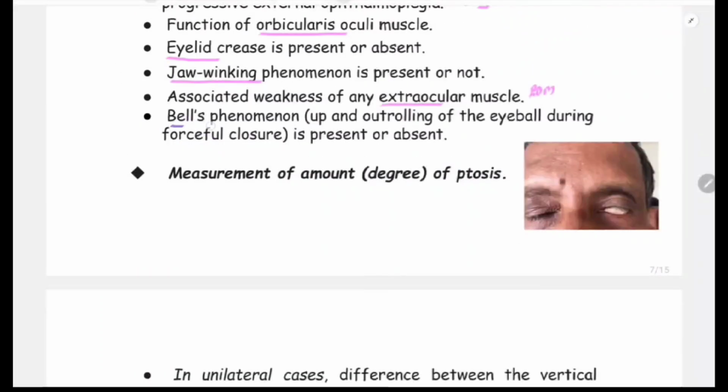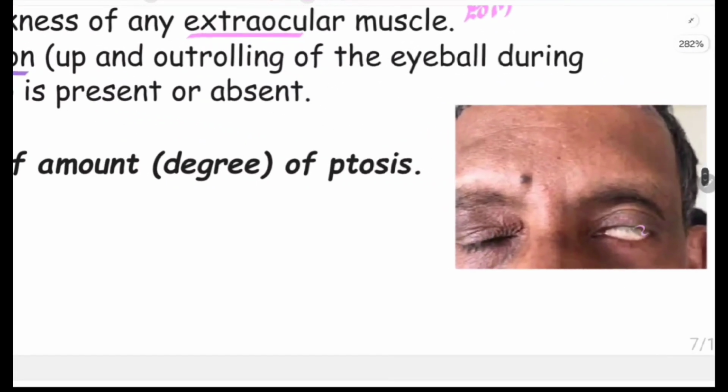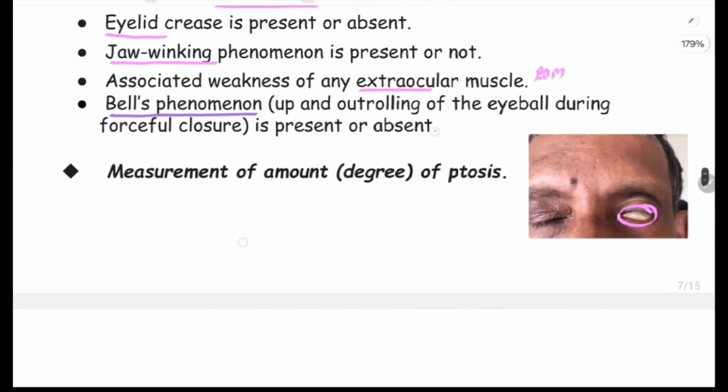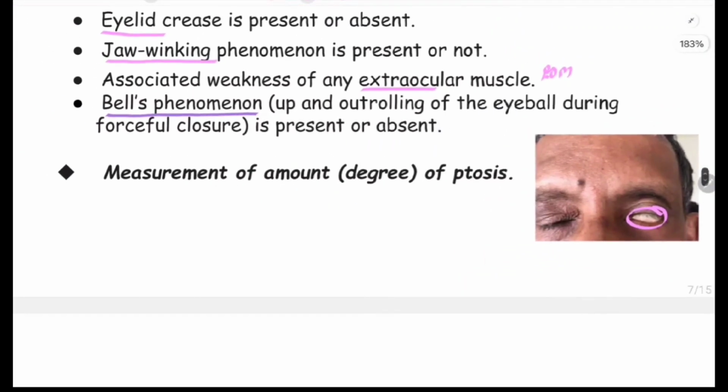Bell's phenomenon is an upward rotation of the eyeball on forceful closure of the eye. This is referred to as Bell's phenomenon. Now, confirmation of presence of Bell's phenomenon is important before undertaking any surgical procedure to avoid risk of postoperative exposure keratopathy.